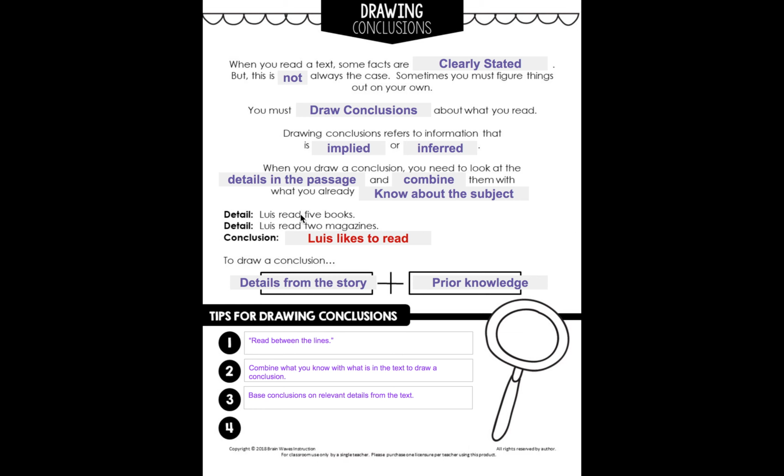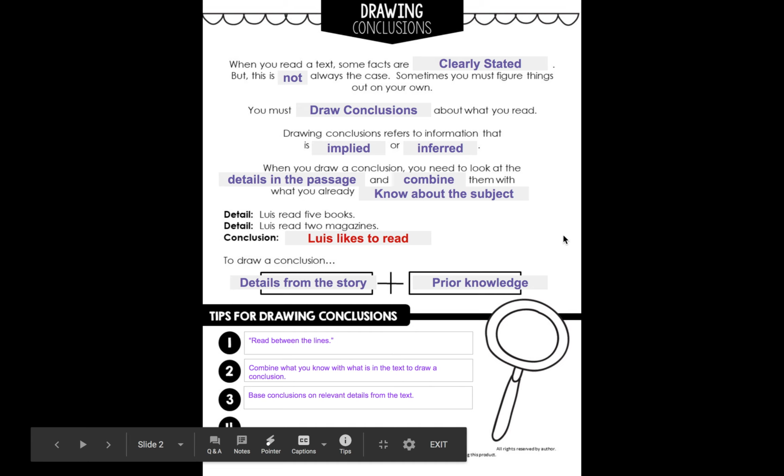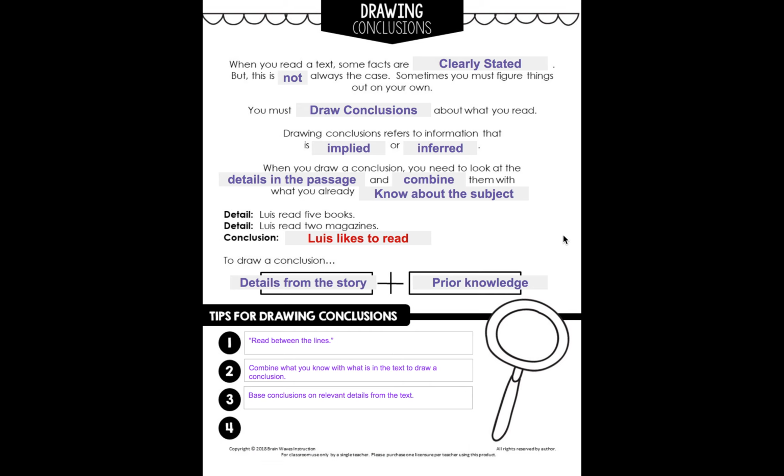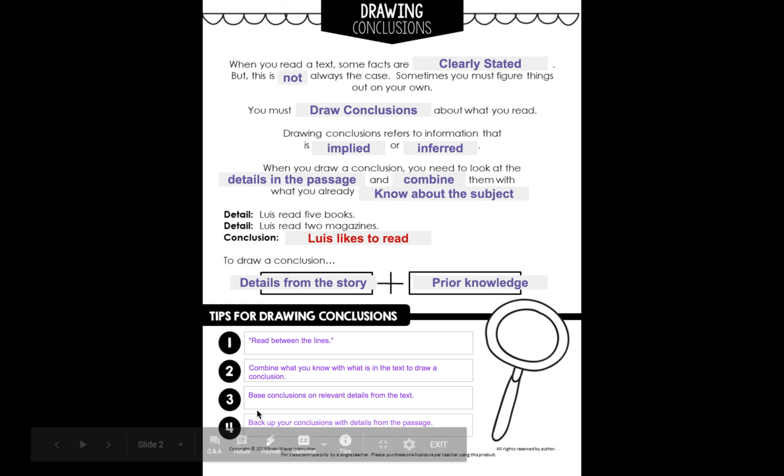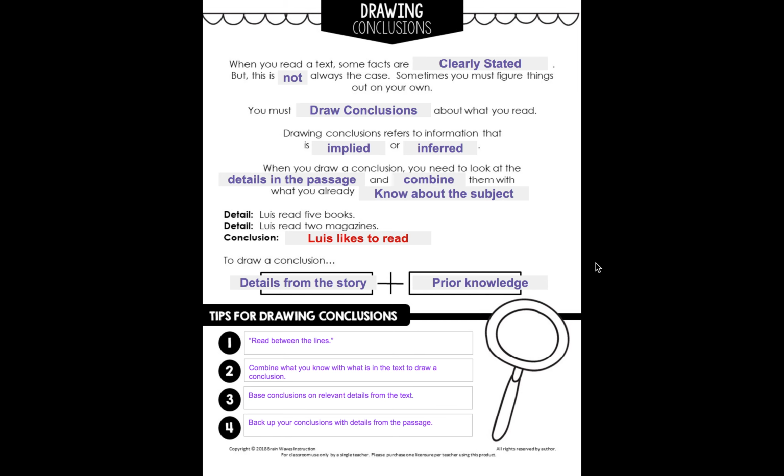Let's look up here. Lewis read 5 books. Lewis read 2 magazines. I concluded that Lewis likes to read. Could I have concluded that Lewis likes cars? He might, but that has nothing to do with just 5 books or 2 magazines. If it said Lewis read 5 books about cars and he read 2 magazines about cars, then I could put something in about cars. All right, your conclusions have to match what details you have. And your 4th clue, back up your conclusion with details from the passage. We just talked about that.